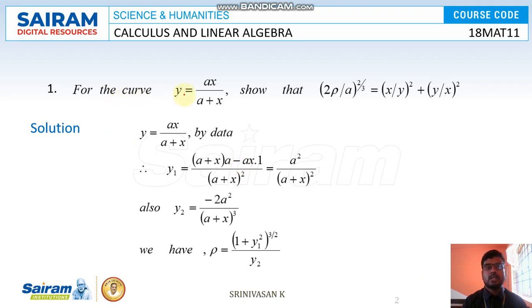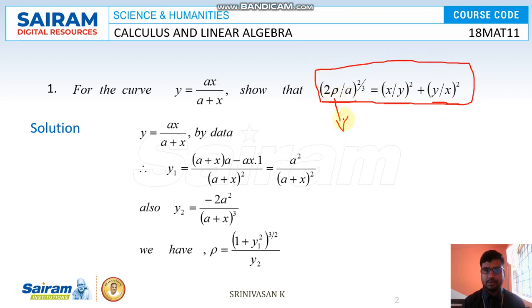So for the curve y equal to ax divided by a plus x, show that (2 rho divided by a) power 2 by 3 equal to (x by y) whole square plus (y by x) the whole square. So we have to prove that. What is rho? Rho is nothing but radius of curvature. Clear? Yes. So what is the radius of curvature formula? Yes, (1 plus y1 square) power 3 by 2 divided by y2. That is the radius of curvature formula. So our aim is to find y1 and y2.